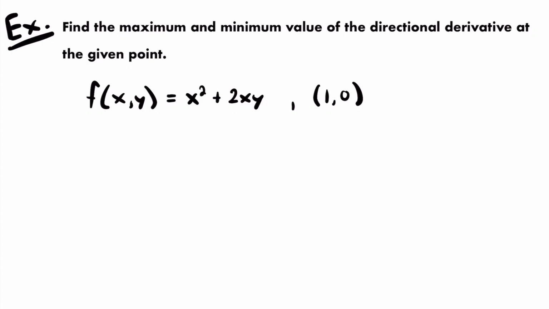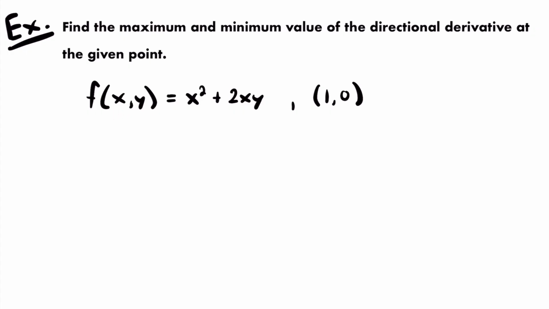But what we have to do here is first find the gradient vector for this multivariable function, because once we have that gradient vector, we can find the specific vector at this point and then take the magnitude of that gradient vector, and we'll be able to find the maximum and minimum values for the directional derivative. Okay, so in this case, we have a function of two independent variables.